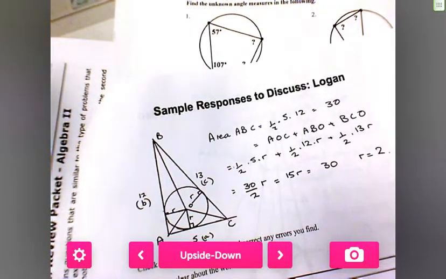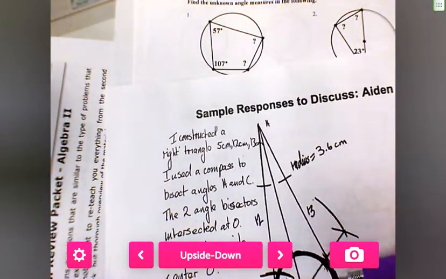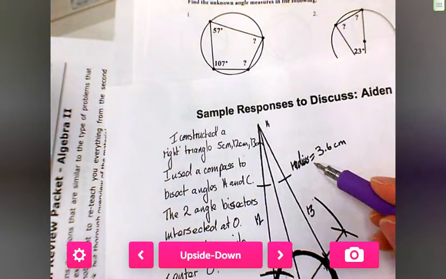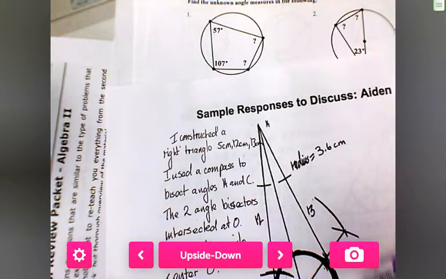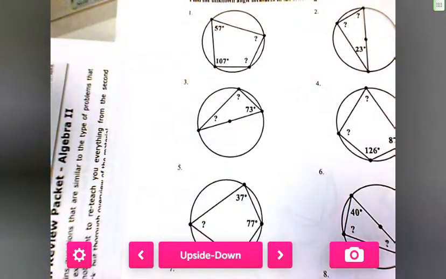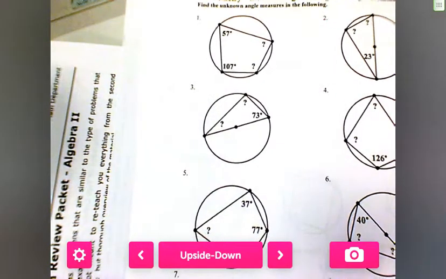Logan's did work. The answer is 2. You could do it all by area. And Aiden's didn't quite work because, again, this is not drawn completely to scale. And this is 3.6 centimeters. It's not in units, so you'd have to convert it to units at that point. Okay. So that is where that goes. So Natalie's is off by a mistake. Logan's is correct, but you could have done it Natalie or Logan's way, either one.